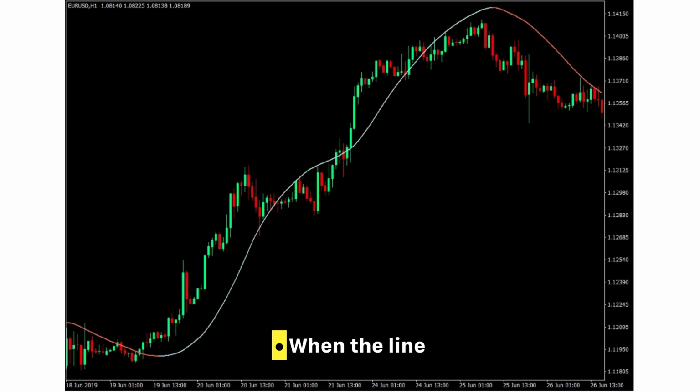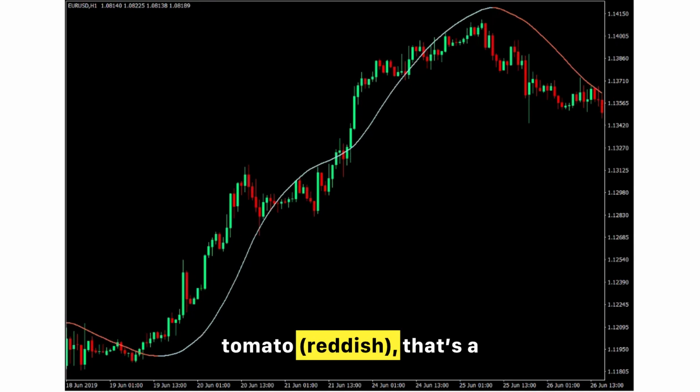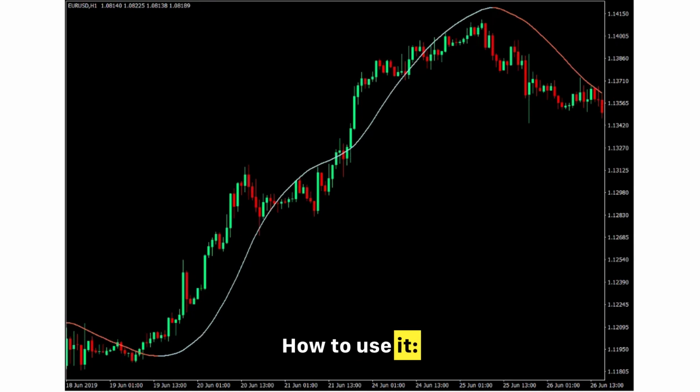noisy. When the line is light blue, it signals a bullish trend. When it turns tomato, reddish, that's a bearish signal. How to use it? 1. Use it as a trend filter. Only take buys when the big trend is light blue, sells when it's tomato.